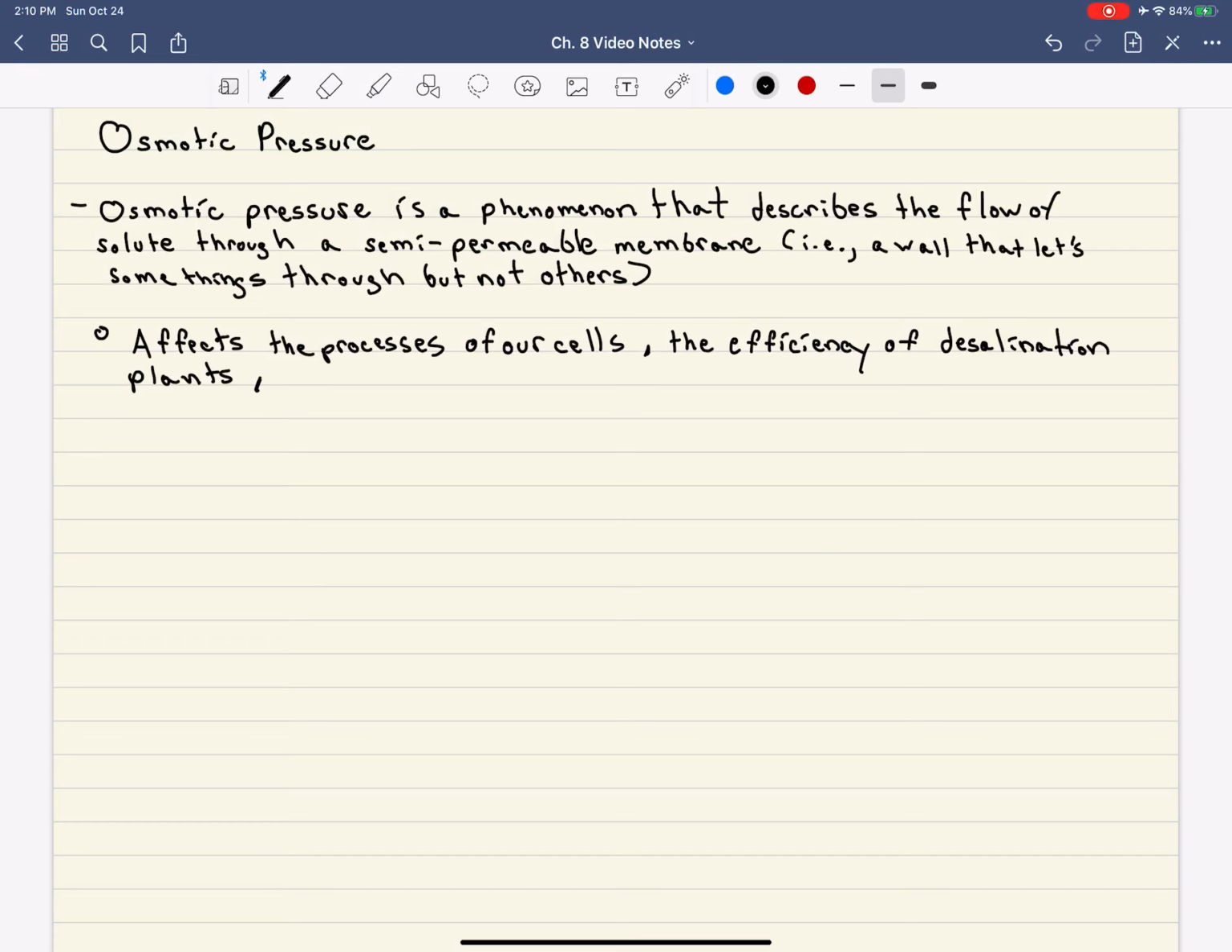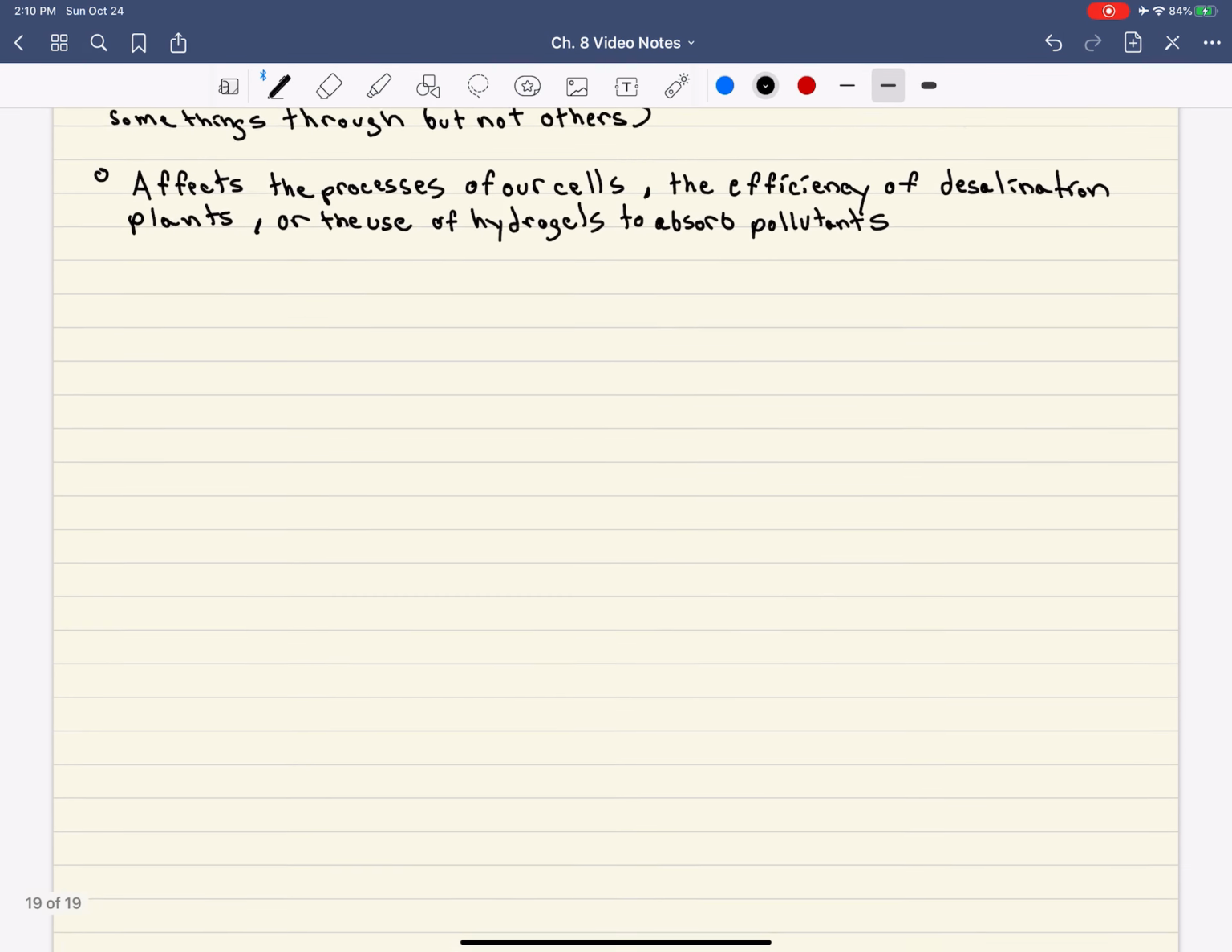Okay, and also there's increased interest in using polymeric hydrogels to clean up pollutants in our ocean waters as well. And the way that these hydrogels work to absorb or pick up these pollutants is through the phenomena of osmotic pressure.